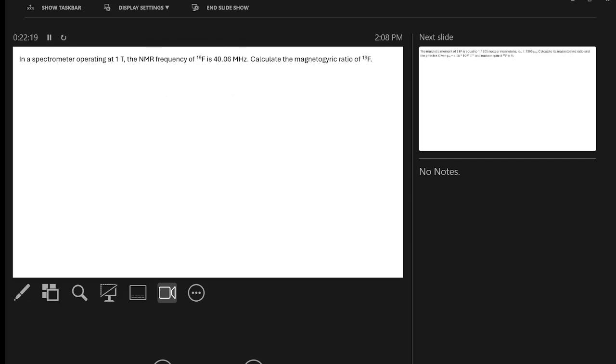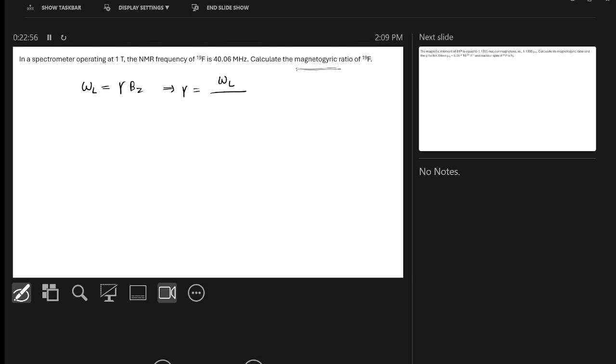So we try to solve one problem. See, for a spectrometer operating at 1 Tesla, the NMR frequency required is 40.06 megahertz. Correct. So what will be your magnetogyric ratio? So this is helpful in calculating this magnetogyric ratio. So we can write this equation. Now we know that Larmor frequency omega L is gamma times the applied magnetic field. Okay, so we need to calculate this gamma.